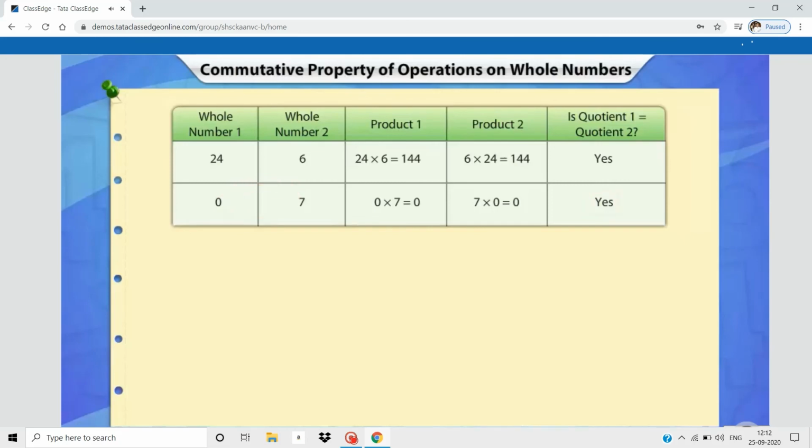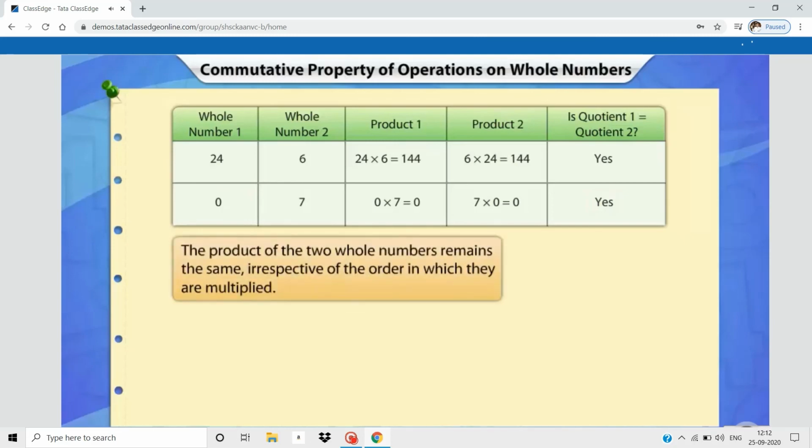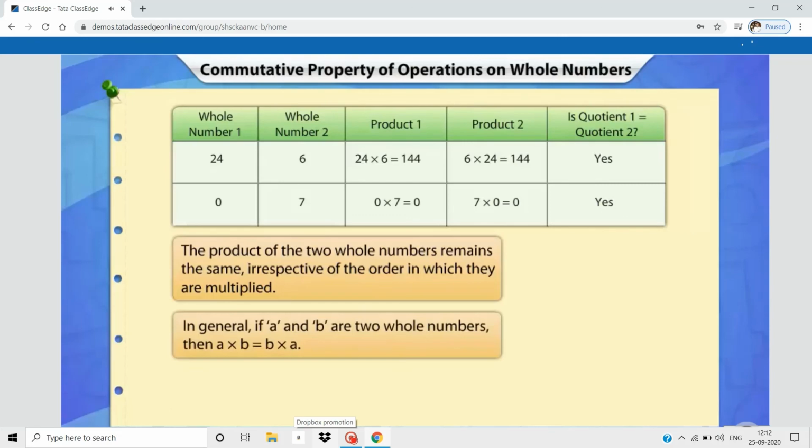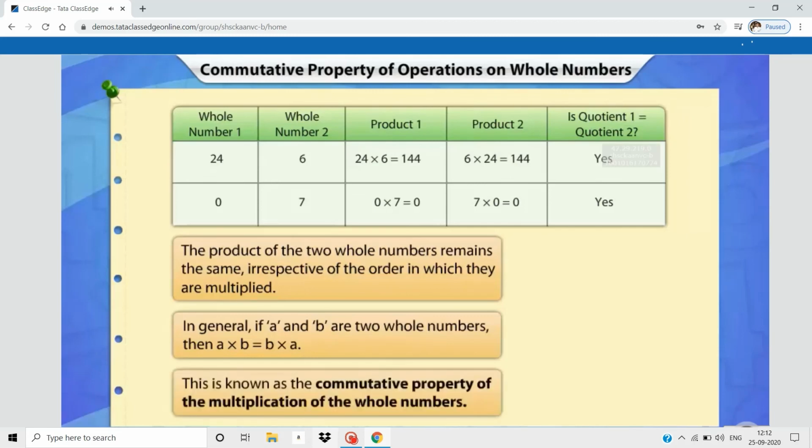From this, we can conclude that the product of the two whole numbers remains the same, irrespective of the order in which they are multiplied. In general, if A and B are two whole numbers, then their product A times B is always equal to B times A. This is known as the commutative property of the multiplication of the whole numbers.